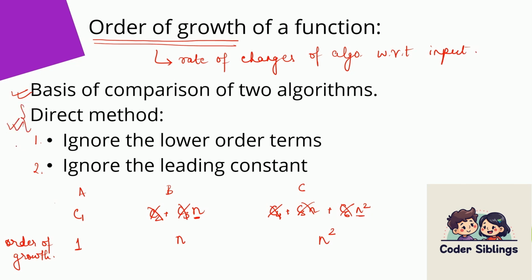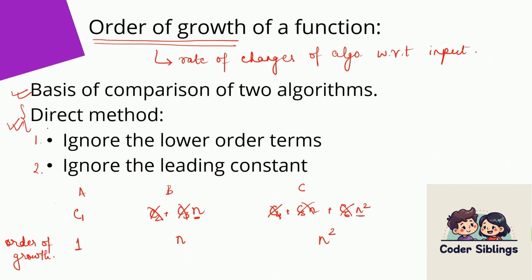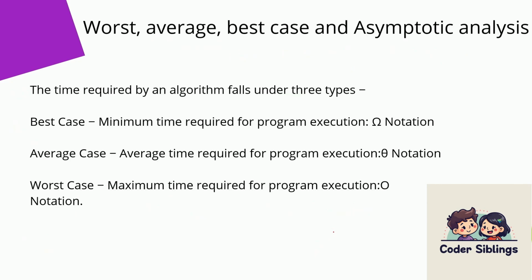In fact, in certain competitive exams also, there are questions where you are given an algorithm, say for this example, and you are supposed to find out the complexity or order of growth for the particular algorithm. So the procedure that you will follow will be the same. First, you will write the function that you derive out of that program, and then you follow this direct method. You ignore the lower order terms, you ignore the leading constant, and what you get as a result will be the order of growth, right?